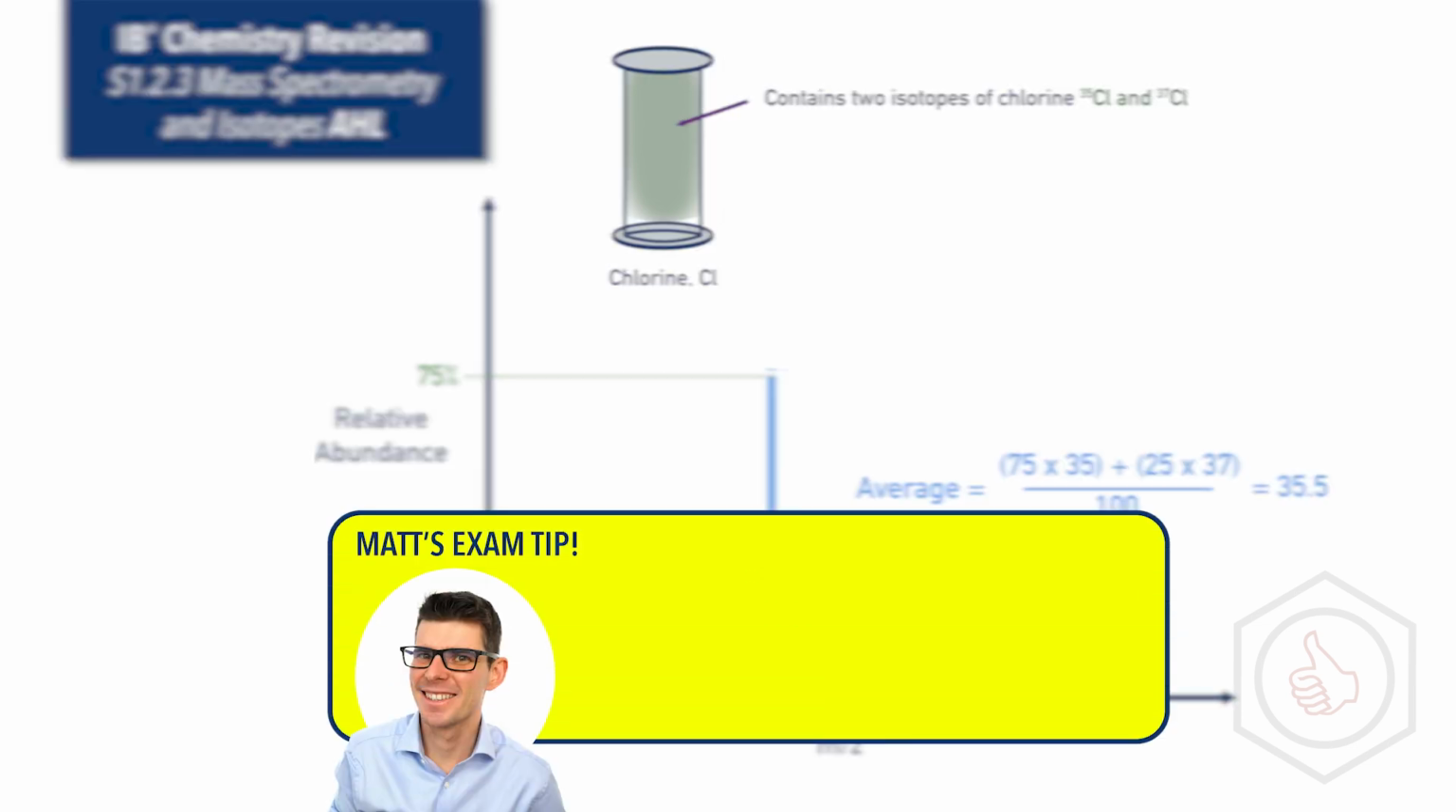Exam tip here, really important to remember that technically each peak on a mass spectra is for a charged ion because mass spectrometry actually detects charged ions. So in the chlorine example, the 35Cl is actually detected as a 35Cl+ ion and the 37Cl is detected as a 37Cl+ ion.